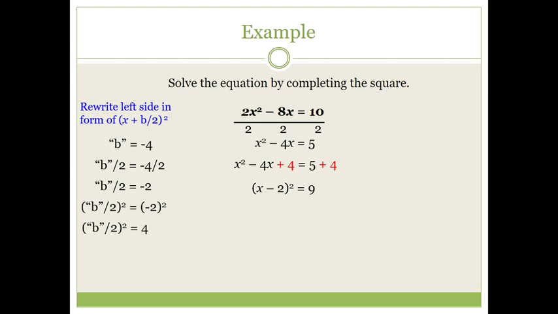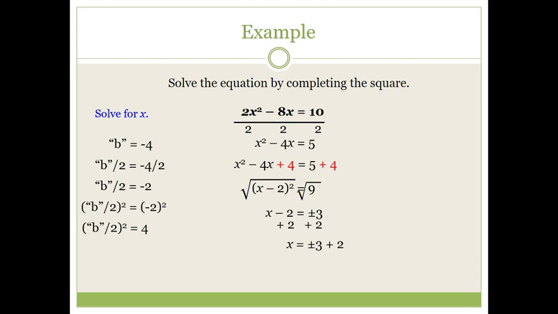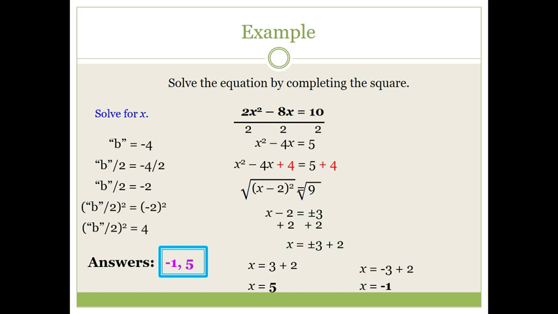And now we're ready to solve for x. We take the square root of both sides, and we add 2 to both sides. Then we get our two answers: 3 plus 2 is 5, and negative 3 plus 2 is negative 1. So our answer is negative 1 and 5.